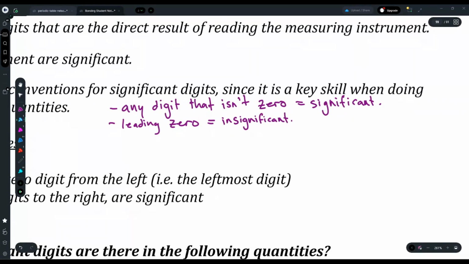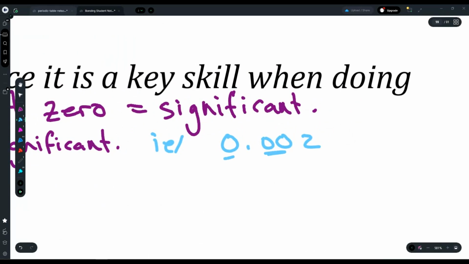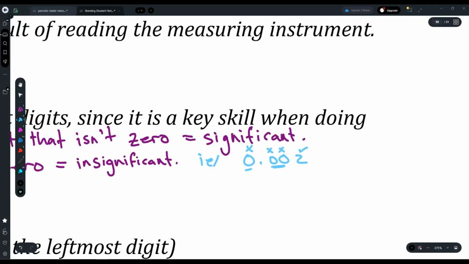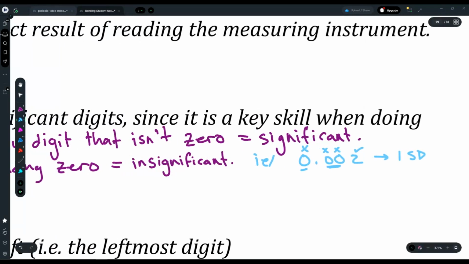So, for example, if we had 0.002, okay, so these zeros right here, they come before the digit that is not 0. Therefore, that's what I mean by leading zeros. Okay, so these are not significant. However, the 2 is because it's a digit that isn't 0. Okay, so this has 1 significant digit to it.